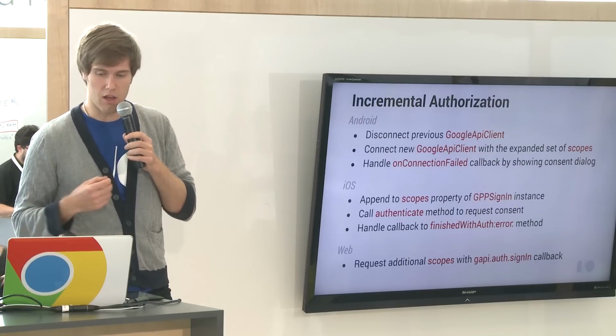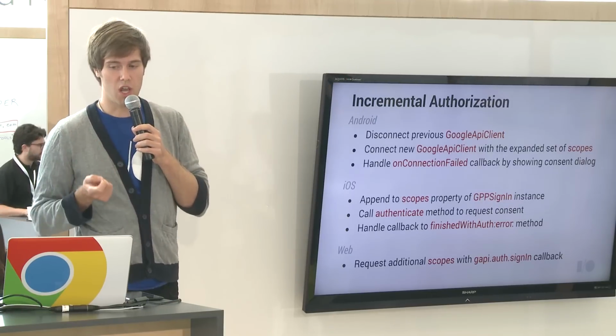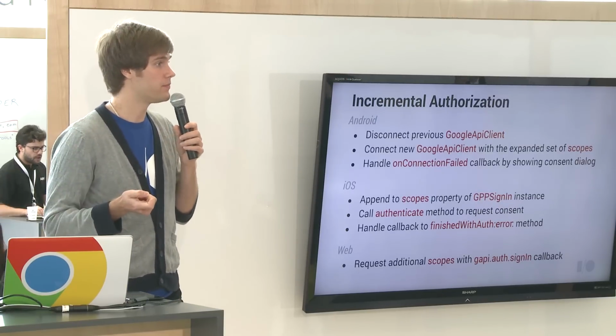On web, it's more of a one-step process. All you need to do is request the additional scopes with the gapi.auth.signin method.